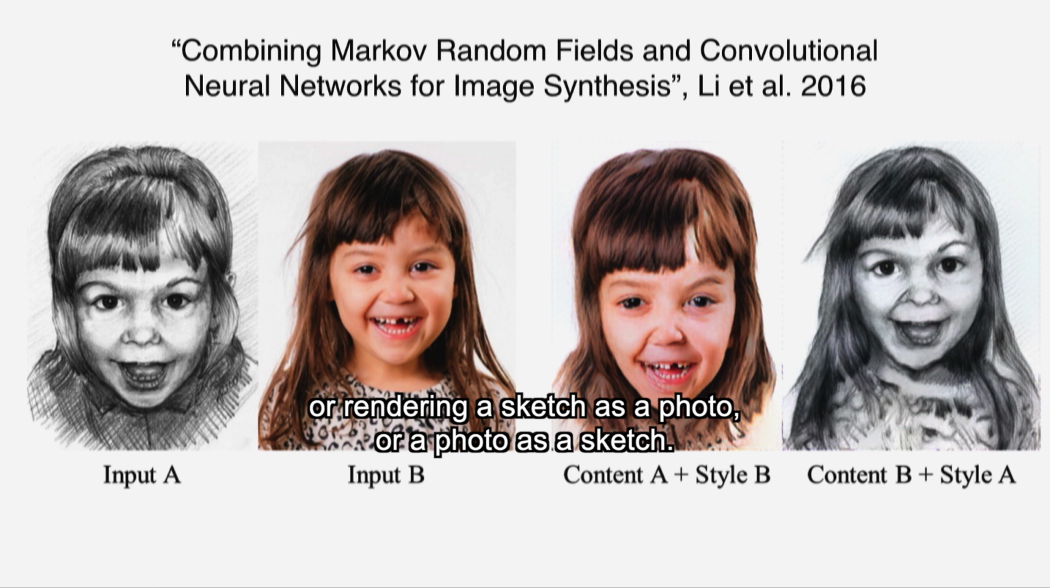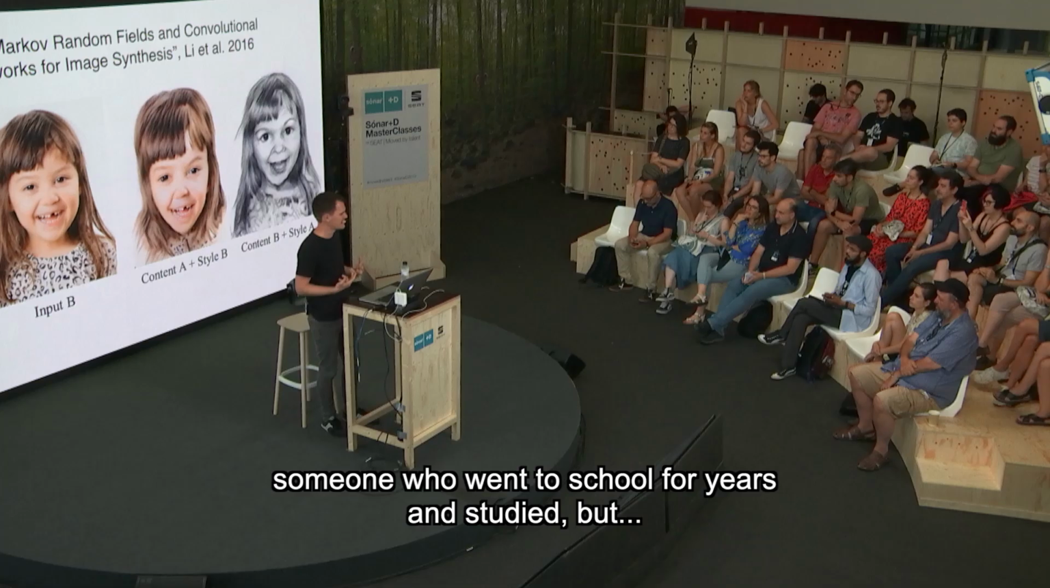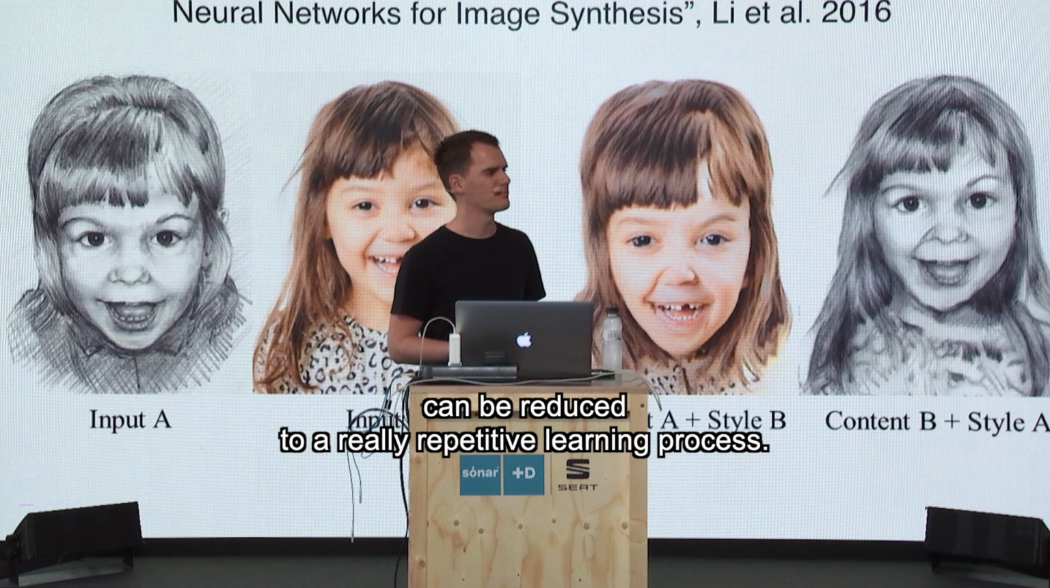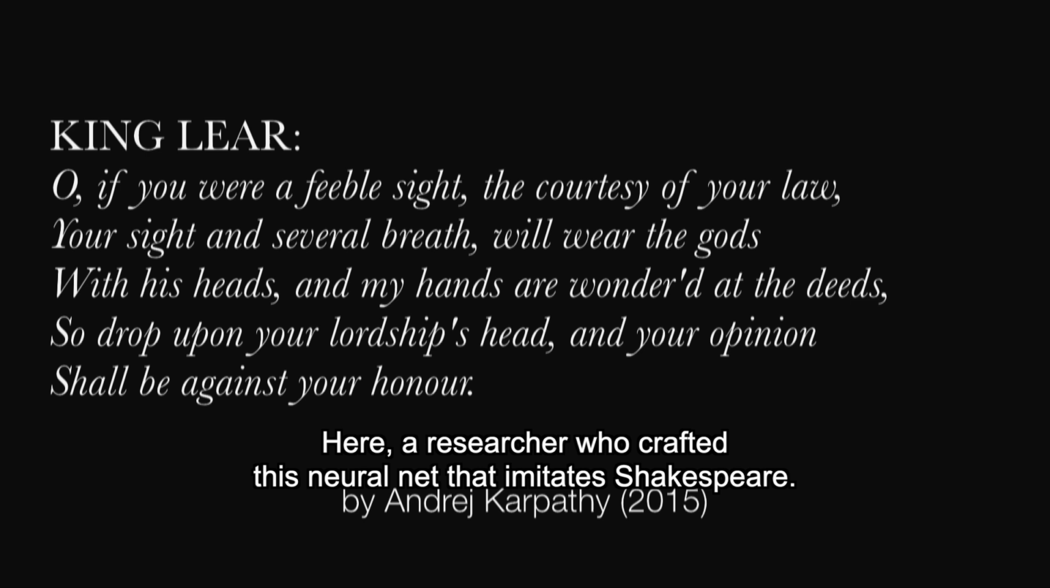It seems like this should require a practiced artist, someone who went to school for years and studied, but in some sense, every kind of imitation can be reduced to a really repetitive learning process, and computers excel at repetition. This new research is typically built on neural networks, which I'm going to talk about a bit more. And here, a researcher crafted this neural net that imitates Shakespeare.